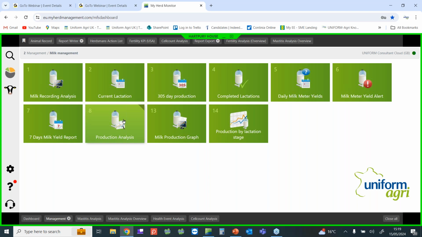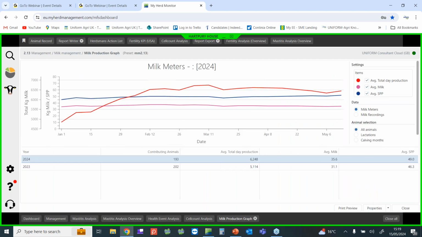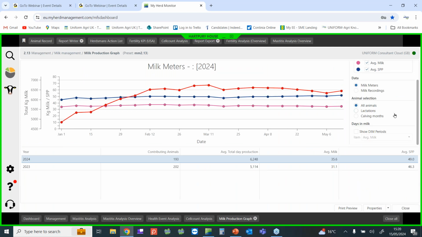We have obviously the completed lactations. We have daily milk meter yields, but I just wanted to show you the milk production graph. So if we go into there, super. Right, if we scroll down a little bit, this herd has milk meters, which is good. So we can scroll down and go to show days in milk.